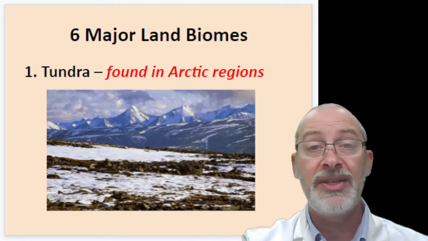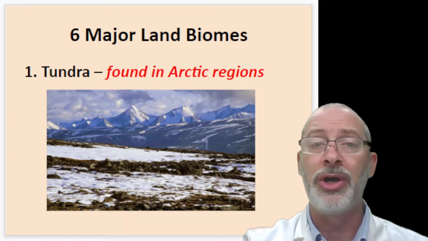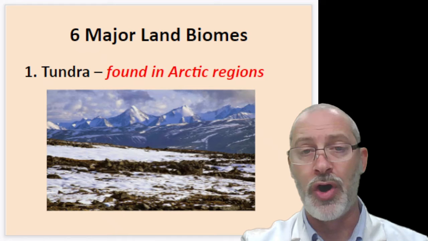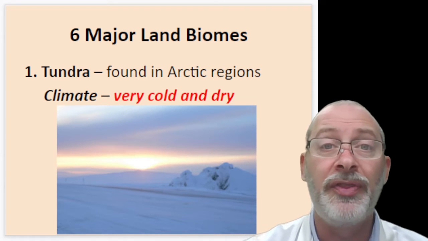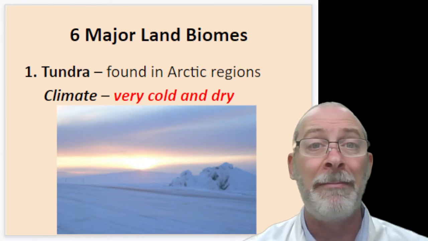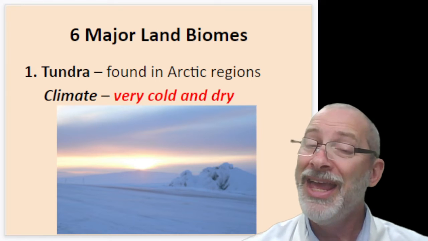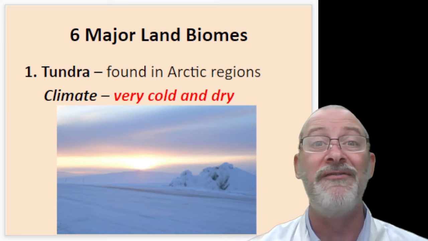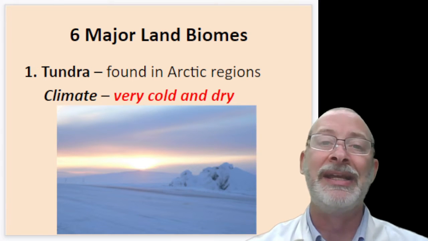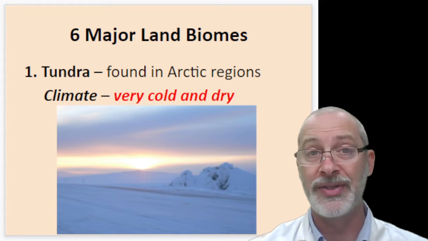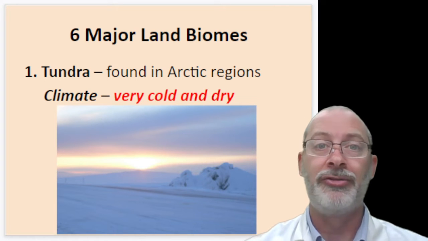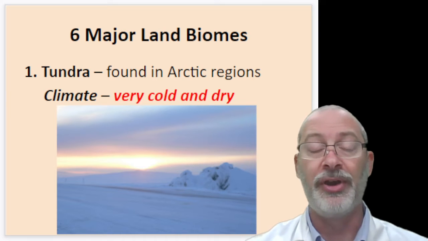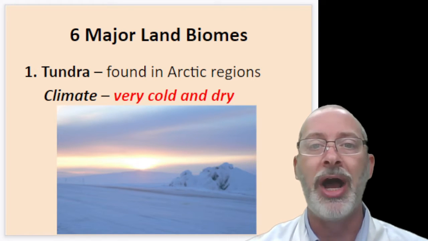Now, as we discuss each of these major biomes, we're going to talk about the climate, the flora, and the fauna. Let's begin with the climate. As you can probably imagine, tundra regions or the tundra biomes are very cold and dry. Based on our discussion on climate from last week, this is of no surprise to you. Very cold and very dry.